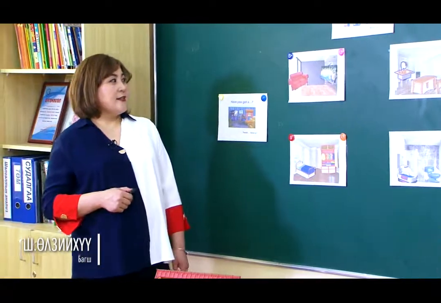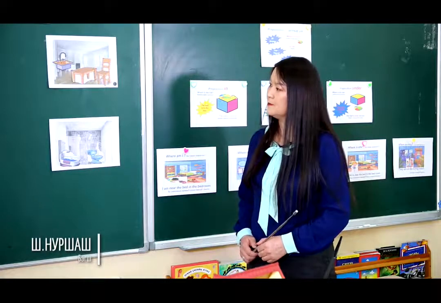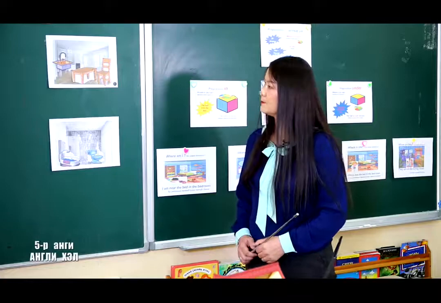Okay, where is the sofa? Sofa is in the living room. Where is the TV? TV is in the living room. Very good. Next picture.